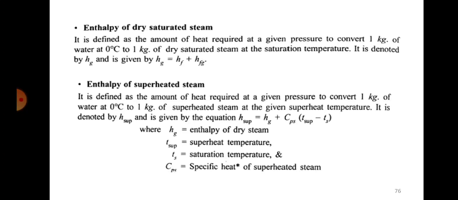Enthalpy of dry steam, as I told you, is defined as the amount of heat required at a given pressure to convert 1 kg of water at 0 degree Celsius to 1 kg of dry saturated steam at the saturation temperature. It is denoted by Hg. Remember this. Enthalpy of wet steam is denoted by Hw. Enthalpy of dry steam is denoted by Hg. So Hg will be equal to Hf plus Hfg.